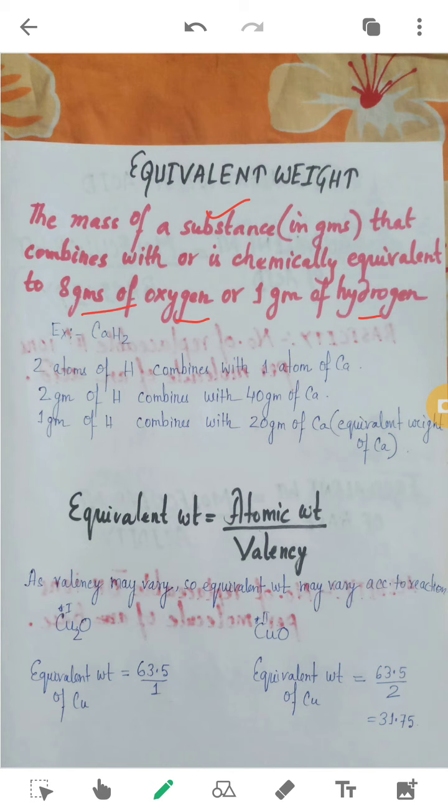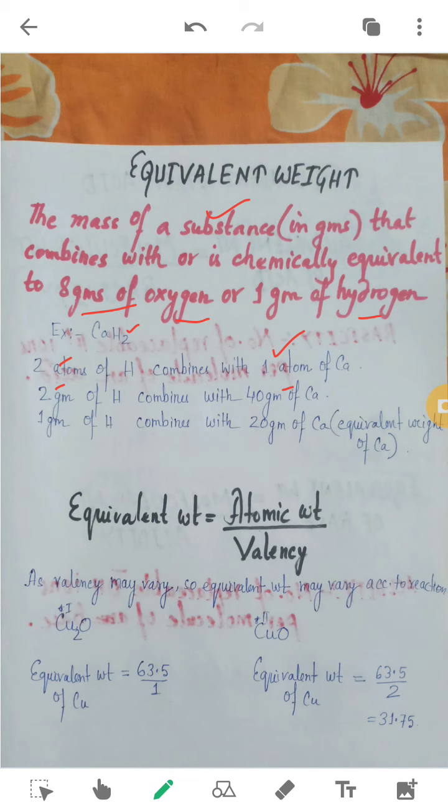Suppose example CaH2. From here what we can write? We can see that 2 atoms of hydrogen combine with 1 atom of calcium. Now those 2 atoms will weigh how much? 2 gram. 2 gram of hydrogen combines with 40 gram of calcium, as we have 1 atom of calcium, the atomic weight is 40 gram.